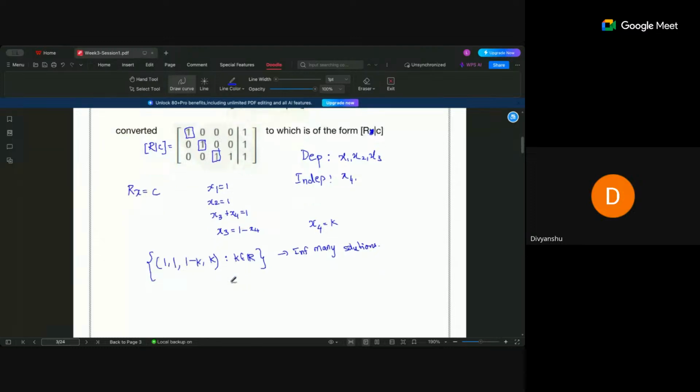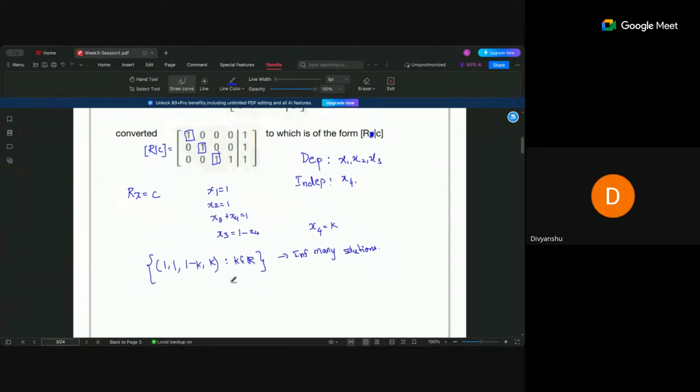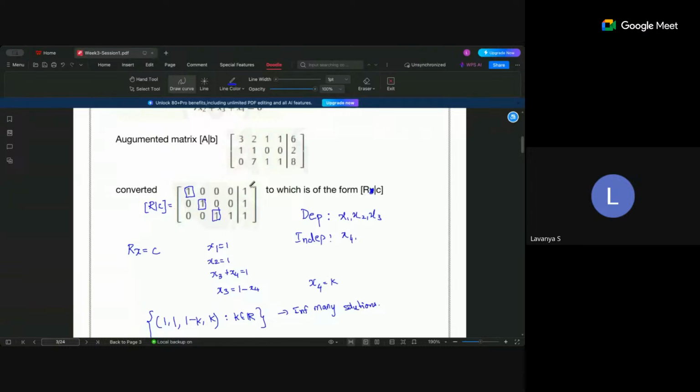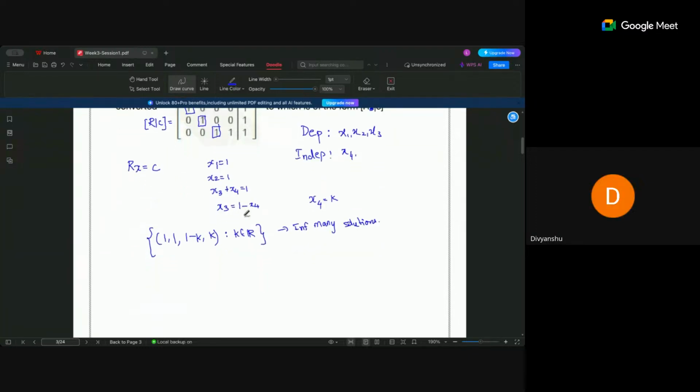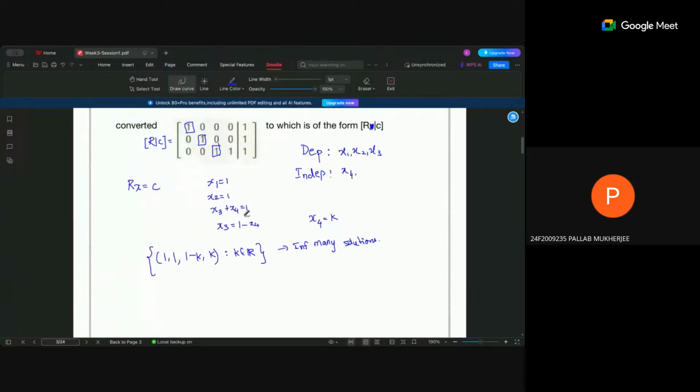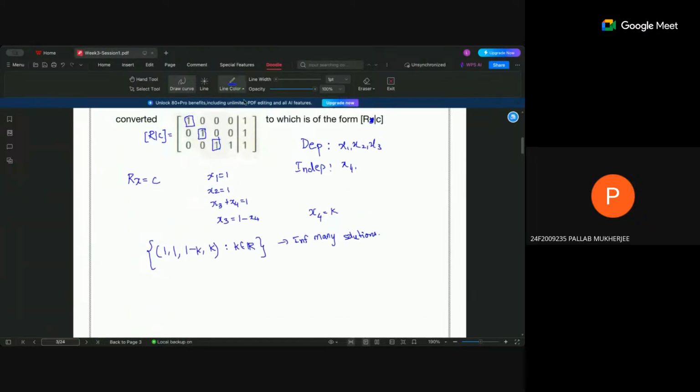Ma'am, it is restricted to the RREF form, right? We are doing Gaussian elimination, so here we are doing RREF form. We are defining dependent and independent variables from RREF form. So in the RREF form, if we have any independent variable, then we can say that the system has infinite solutions. Ma'am, that means if there is no independent variable, it will have a unique solution.